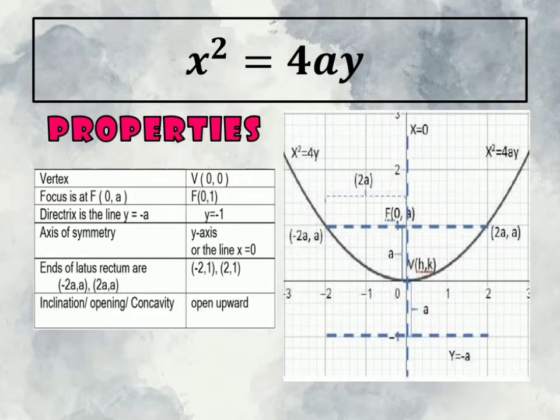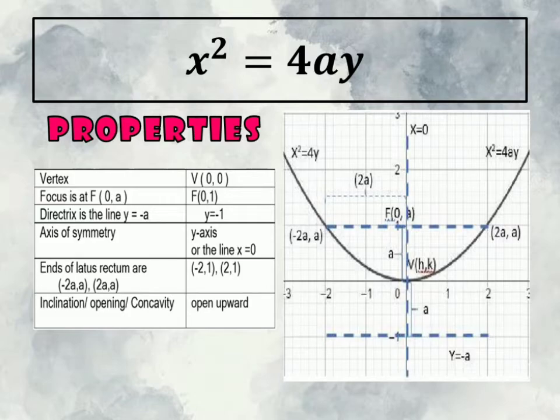Just substitute the value of a, which is 1, so our directrix is y equals negative 1. So the directrix is here, the broken line below the curve of the graph. The axis of symmetry is the y-axis, or the line x equals 0.